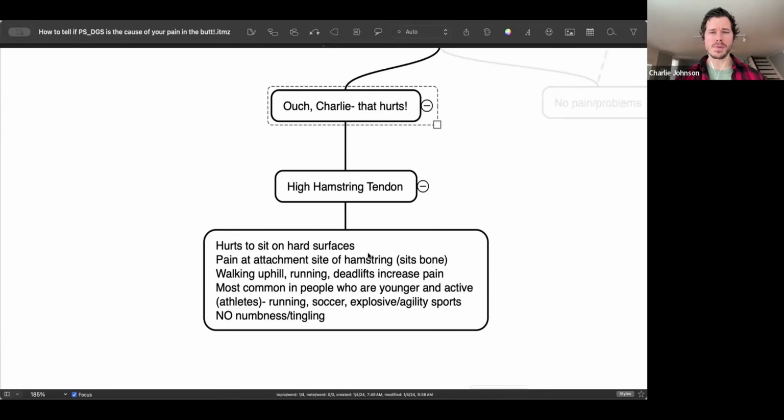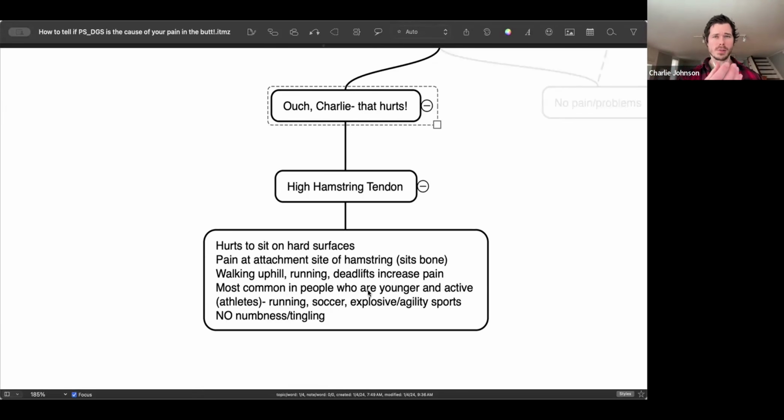Hurts to sit on hard surfaces, right? So harder chairs because of the direct pressure of the sit bone on the surface. There's pain at the attachment site of the hamstring, just like we talked about in the location of symptoms. Oftentimes walking uphill, running, deadlifts, so RDLs, will increase pain. Why? You're increasing the amount of effort or load or force that is sent through the muscle tendon unit.